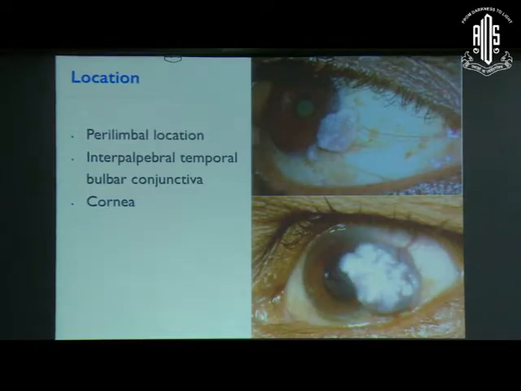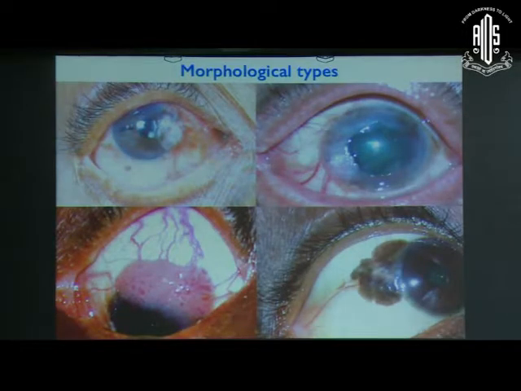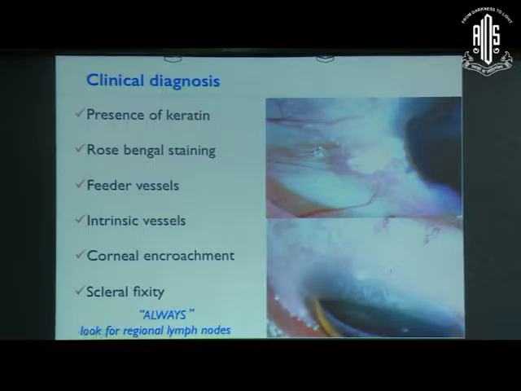So usually it has a perilimbal, interpalpebral location, and it can also extend into the cornea. So these are the different morphological types. It can be nodular, gelatinous, papilliform, and in our population, especially the pigmented population, they can present as a pigmented lesion. Now, these are the characteristic clinical features which help you to differentiate SCC, squamous cell carcinoma, from other benign lesions.